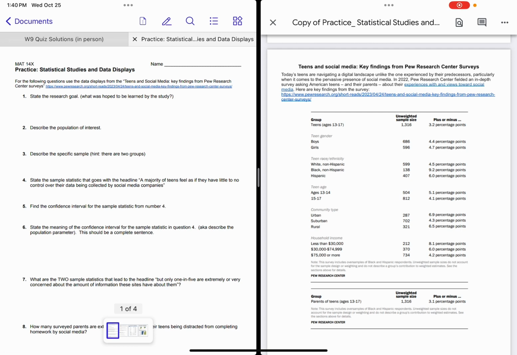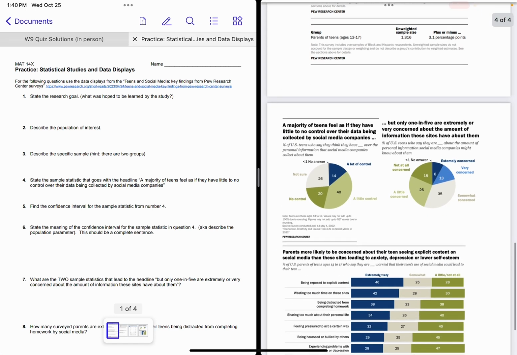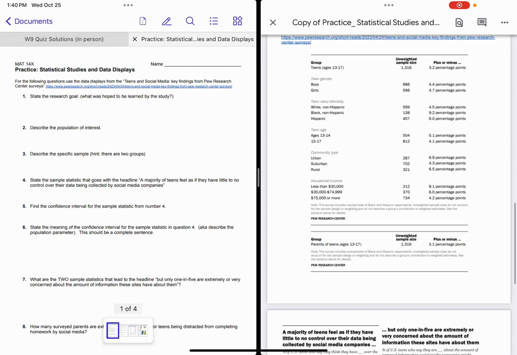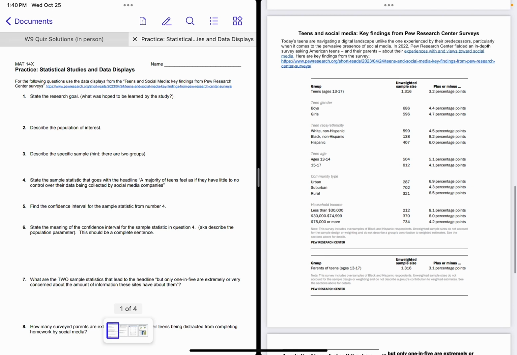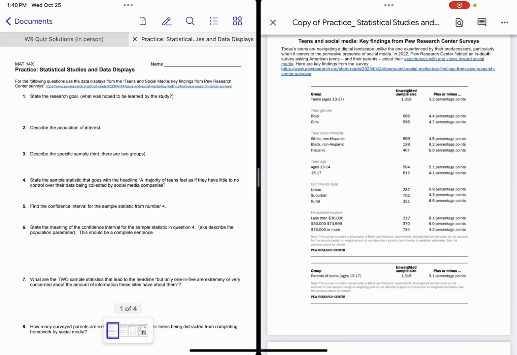All right, so in this particular problem, we're using all the data from this teens and social media study, and it was on the second page of the practice, and so I have it open sort of next door, and you were given 3 different data displays and then some of the information about the sample. And so we were told, sort of this intro to the article, today's teens are navigating a digital landscape unlike one experienced by their predecessors, particularly when it comes to the pervasive presence of social media. And so in 2022, the Pew Research Center fielded an in-depth survey asking American teens and their parents about their experiences with and views towards social media. And then the key findings were sort of summarized in an article.